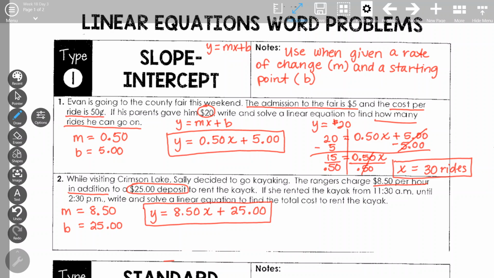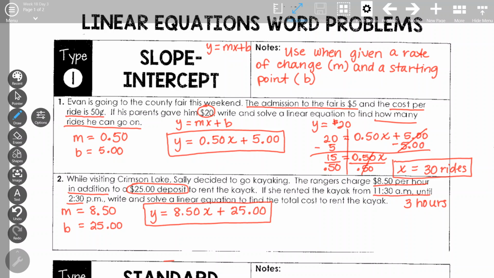With that, we can determine how much Sally would pay in this particular situation. She wants to rent the kayak from 11:30 until 2:30, so we've got to see how many hours that is. 11:30 to 12:30 is 1, 12:30 to 1:30 is 2, 1:30 to 2:30 is 3. So she needs to rent the kayak for 3 hours.